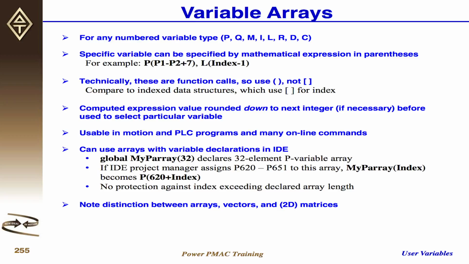Need be, it will round down to the next integer before using it to select a particular variable. Obviously, you can't have an index 5.7 as the 5.7th element of an array. So if you try and access that, it will round it down and give you the 5th element in the array. You can use them in motion programs and PLCs in addition to online commands, depending on what you're trying to do. And they'll have the same scope as the variable type that they are. So a P variable array will still be a P variable, will still be global. M variable arrays will still take on the size and scope of whatever they're pointed at.